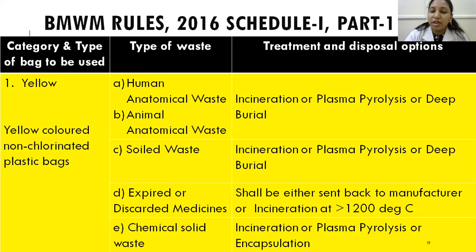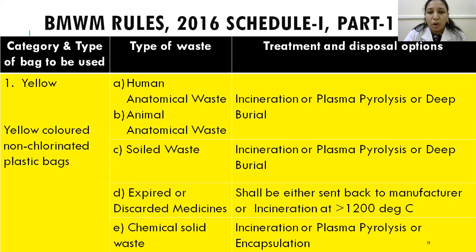the waste which is generated from animals in veterinary hospitals. So all this comes under the animal anatomical waste. So both of this would be disposed by incineration or plasma pyrolysis or deep burial method. Anything can be used for disposal of this. They have to be thrown into yellow bags, and then they have to be treated.